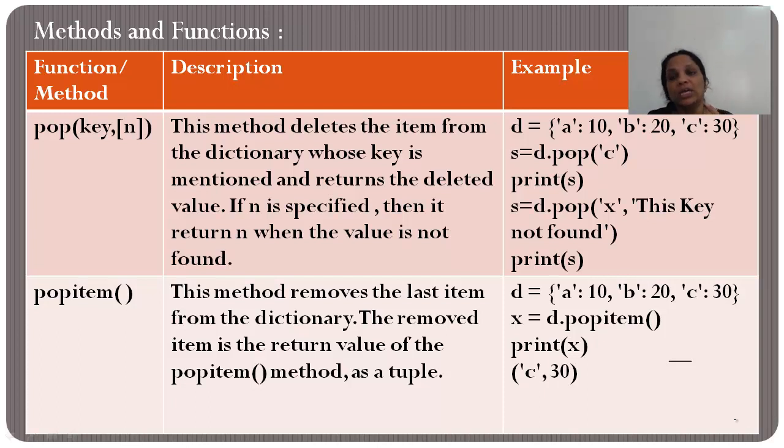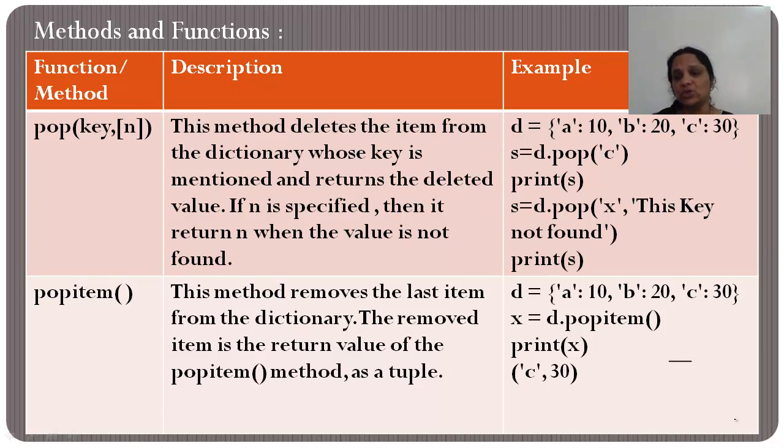Now can you see a second parameter there? Suppose the key that you specified doesn't exist, similar to the previous ones. Suppose the key X doesn't exist, then what does it do? Then it returns this 'key not found' into variable S, and you're going to be printing that statement.